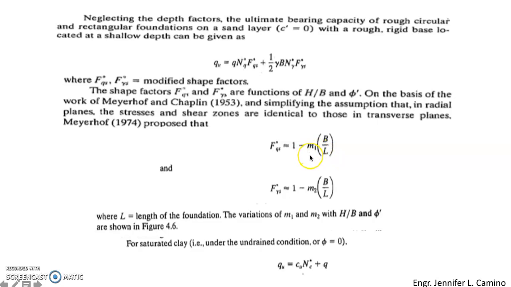So what is important is that you have to know the values for M1 and M2 and the values for our B and our L. B is the width of the foundation, and L is the length of the foundation. We have to take note that the variations of M sub 1 and M sub 2 with H over B and the angle of friction can be shown on this figure.